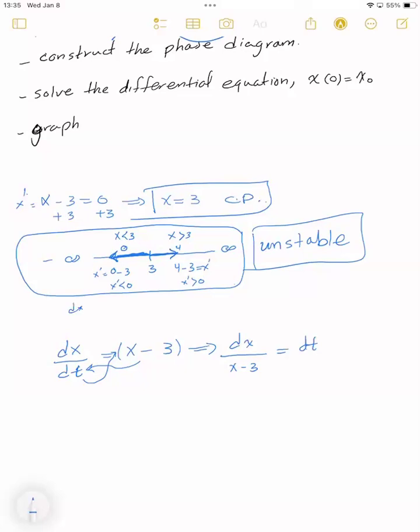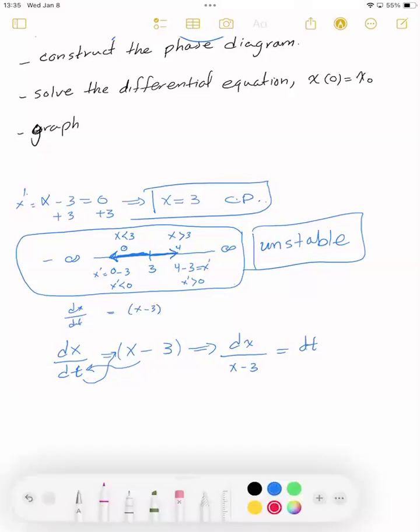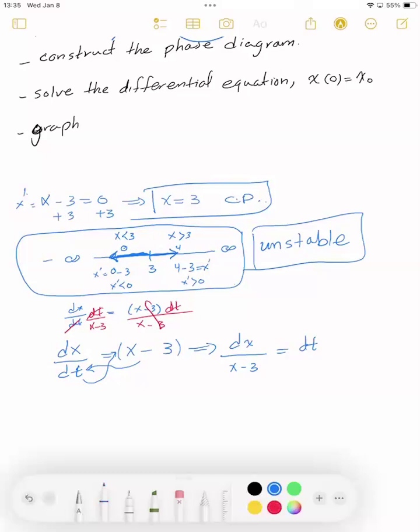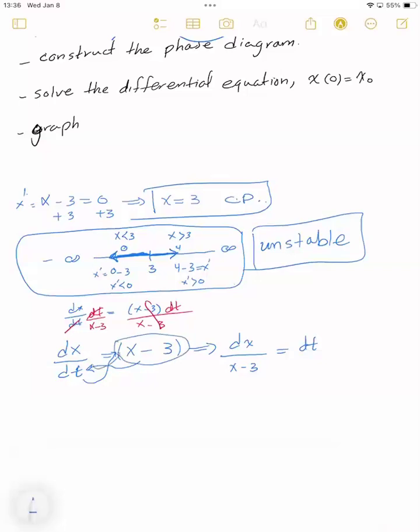Or you can say, let me multiply both sides by dt, and let me divide both sides by x minus 3. If you do that, these are gone and these are gone, so that's what you get. Or the shortcut is: multiply this numerator by this denominator and move this denominator to the top of the other side. So now we find the integral.